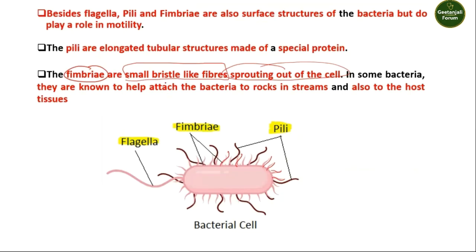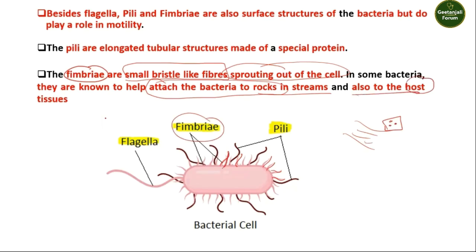In some bacteria, they help attach bacteria to rocks in streams. See, the streams of water have rocks as well. Fimbriae help bacteria to attach on the surface of the rocks and also to the host tissue. The parasitic bacteria live inside the host body as a parasite, also on the outer surface of the host body. In that case also, these fimbriae help the bacteria to attach to the host bodies.